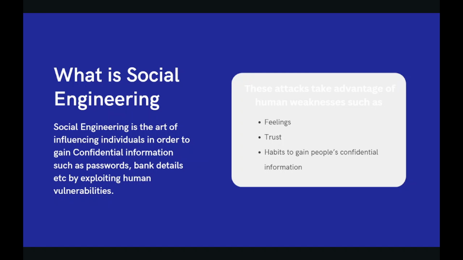The next one is habits. Social engineers may also take advantage of people's habits to gain access to confidential information. For example, they may send a phishing email that appears to be from a legitimate source, such as a bank or social media site, and ask the receptionist to provide their username and password. This takes advantage of the person's habit of entering their login details without questioning the authenticity of the request.